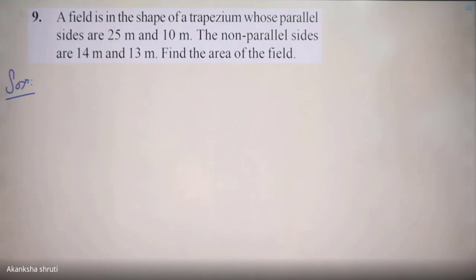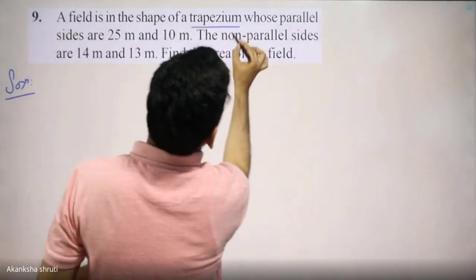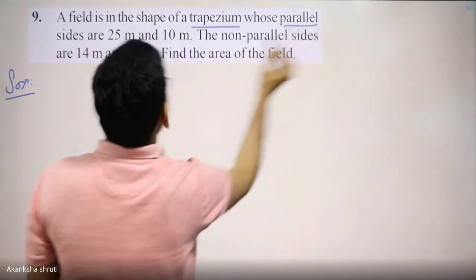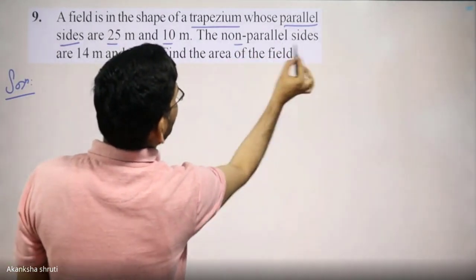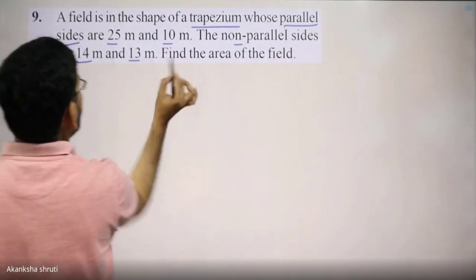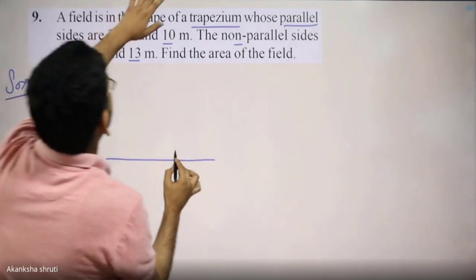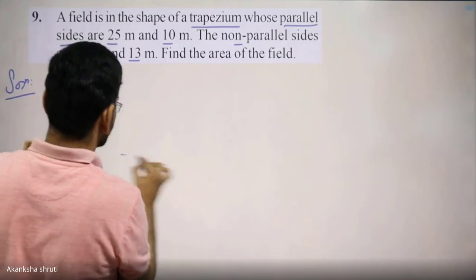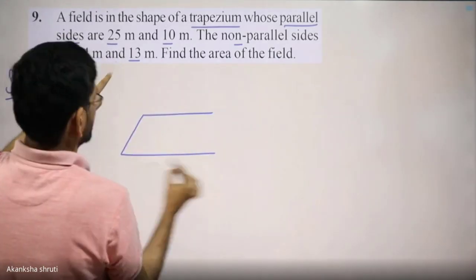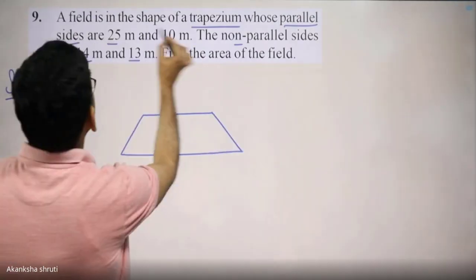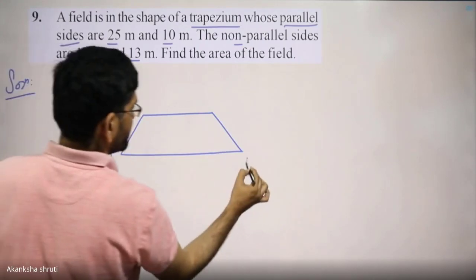Students, let us consider question number 9. A field is in the shape of a trapezium whose parallel sides are 25 and 10 centimeters and non-parallel sides are 14 and 13 centimeters. So students, first let us draw the rough diagram. It is given that the field is in the shape of a trapezium with the non-parallel sides. Let us mark it as ABCD.